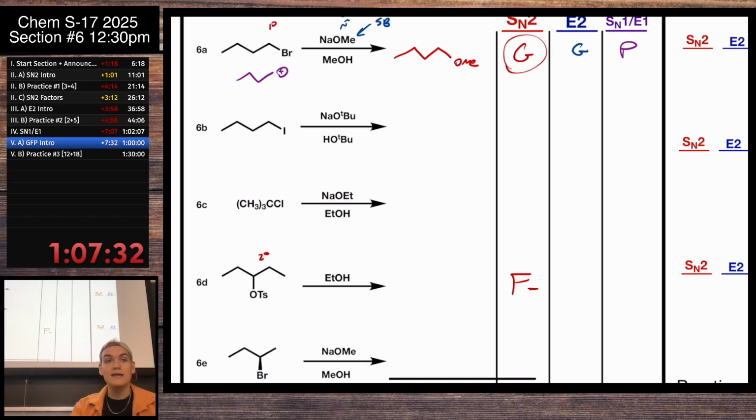Then for E2, we're looking at base strength. Is this an alcohol or alkoxide? Alcohol. So good, fair, or poor? Poor base. Then for SN1 E1, we're looking at carbocation stability. We would have a secondary carbocation, so good, fair, or poor? Secondary is fair. So we have a tie here between these two fairs, and this is kind of a weird situation of nuance.